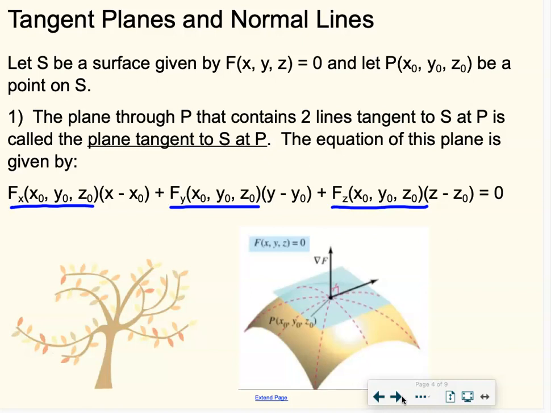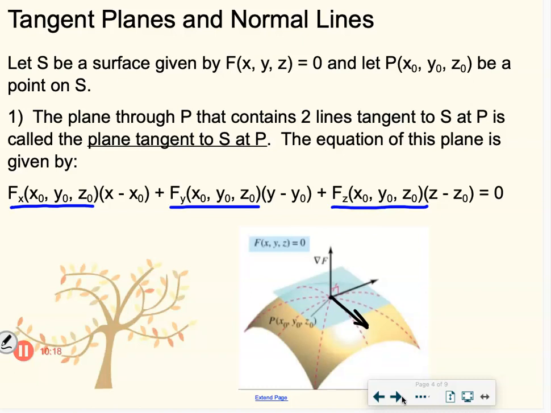The way your book describes it, our old book used to say that the plane tangent to the curve is the plane that passes through a point and contains the gradient vector, or is normal to the gradient vector. Now this book says, instead of talking about the gradient vector, if both partial x and partial y are on the plane, then the plane is tangent to the curve.